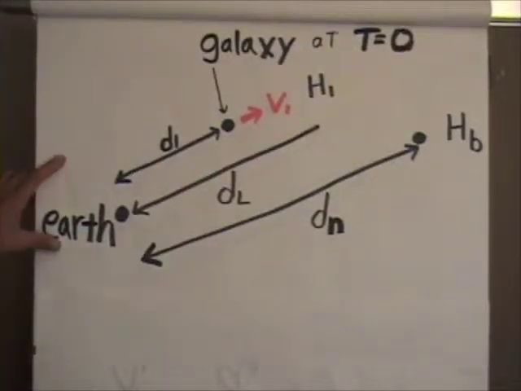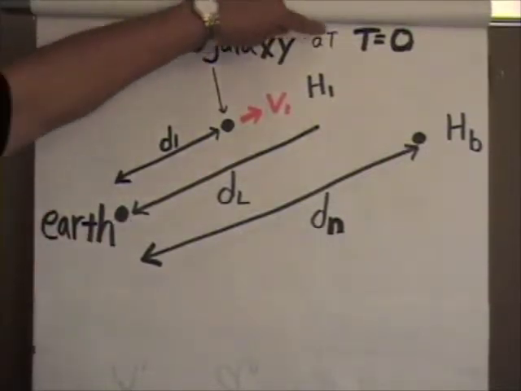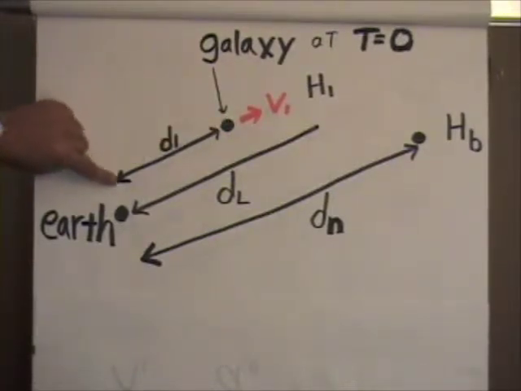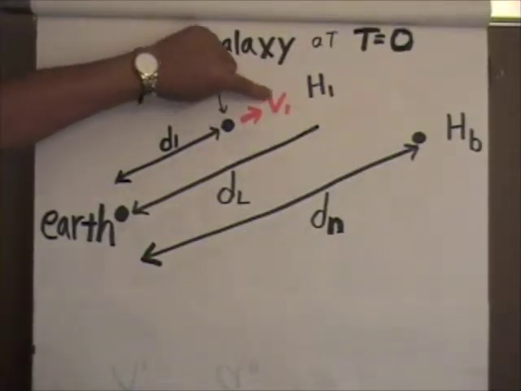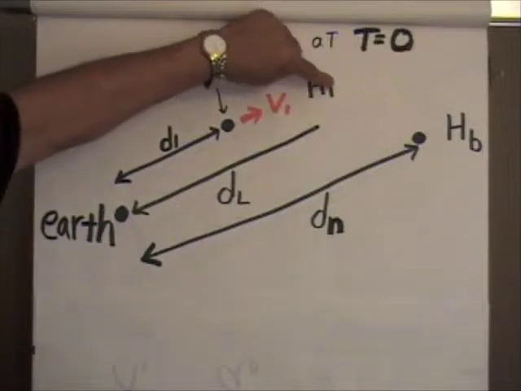This is a basic diagram that will help in making all of the explanations and discussions of the Hubble constant a lot easier to understand. Here's the Earth. Here's the galaxy at time equals 0 when the light was emitted from the galaxy. At that point in time, the galaxy was at a distance d1 from the Earth, and the galaxy had a recessional velocity of v1, and the expansion of space at that point in time was the Hubble constant h1.